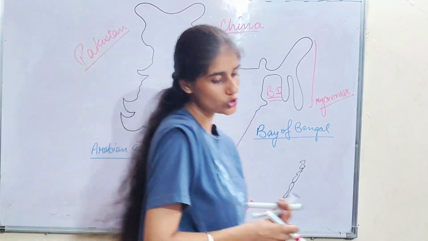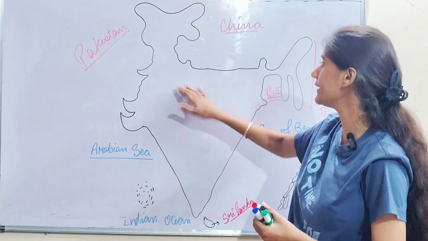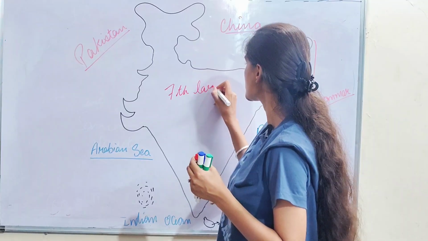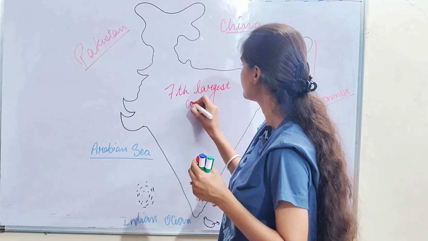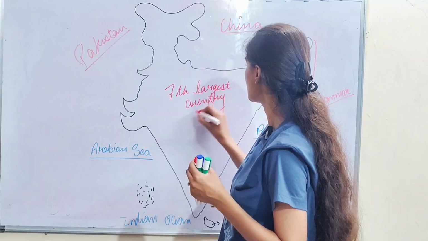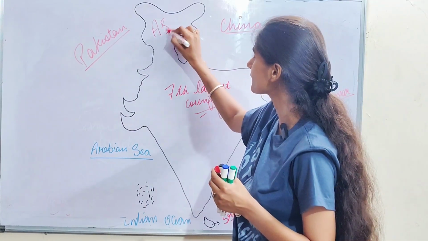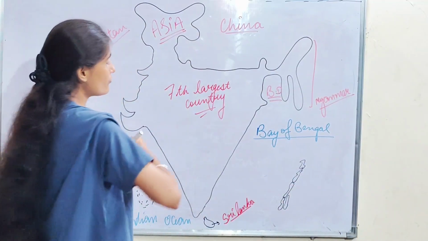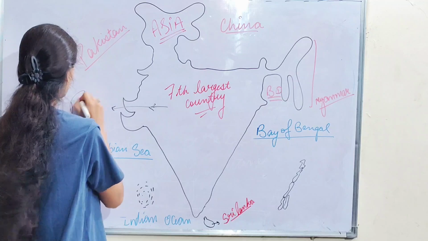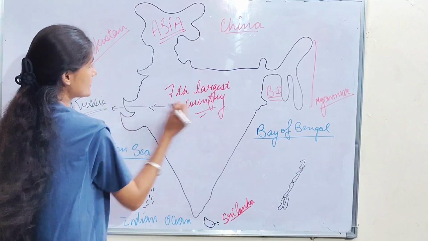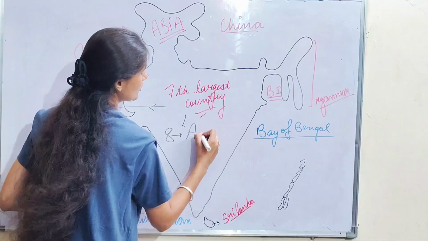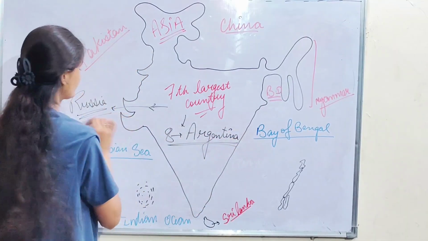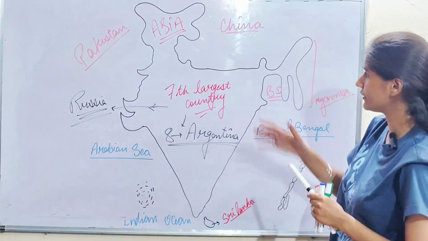One more thing about India is that India is the 7th largest country, and India lies in Asia. If you are asked which is the first largest country, that is Russia. And the 8th largest country is Argentina. All right, so this is what we need to do.